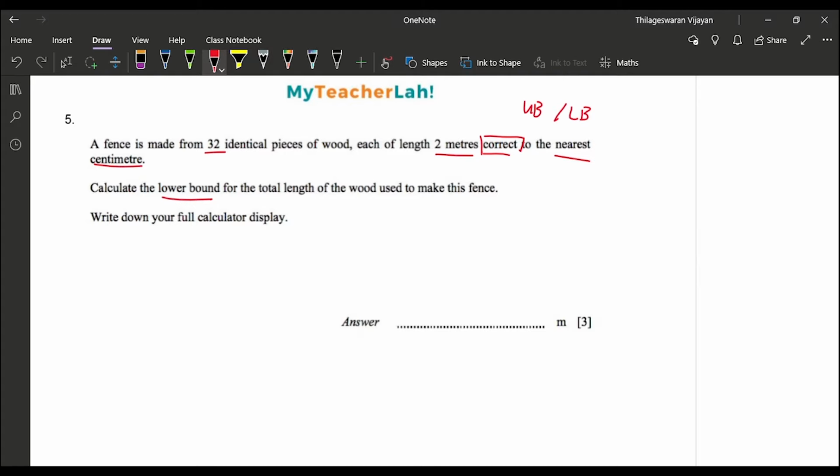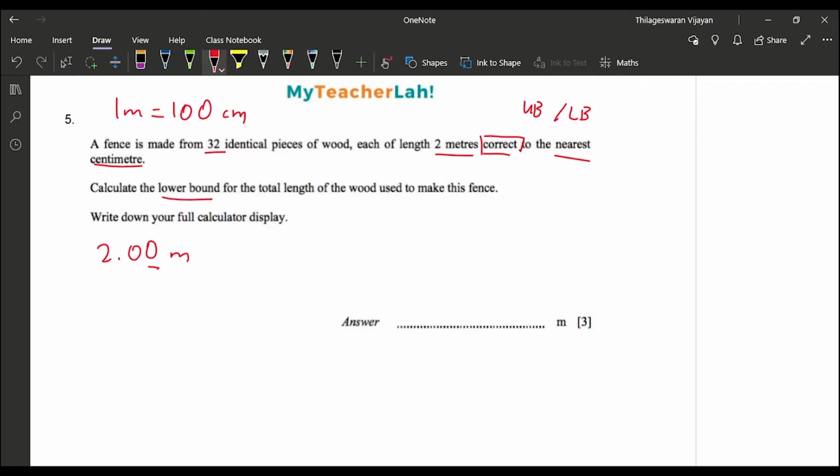So first thing, we are only looking at lower bound, right? So this is given in meters, but your nearest value is in centimeters. So there is something that you need to do first. So you write 2.00 meter. Now why do I put 2 decimal places here? The reason is because the last digit here will become your nearest centimeter, right? So 1 meter is equivalent to 100 centimeter, right? So that means there's 2 decimal places when you convert back into meter.